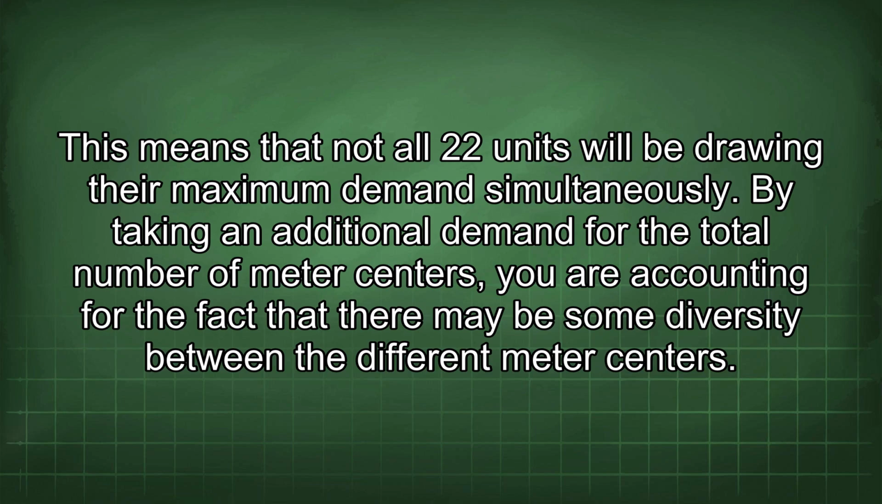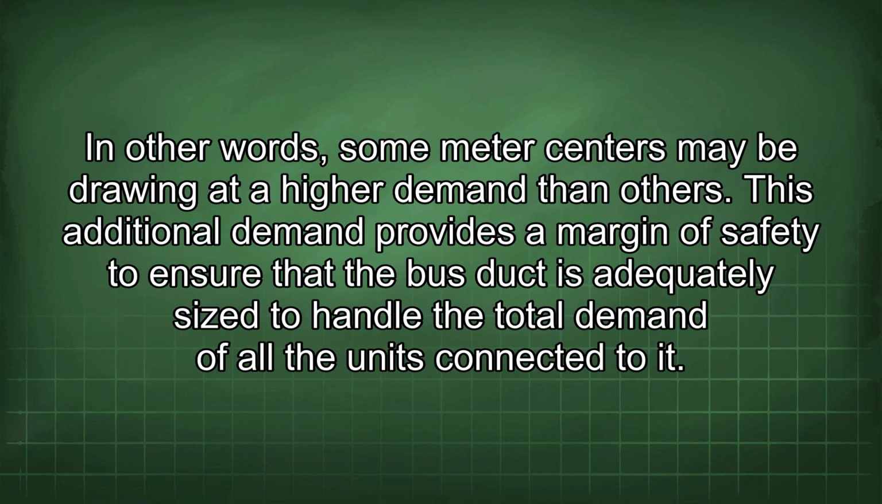By taking an additional demand for the total number of meter centers, you are accounting for the fact that there may be some diversity between the different meter centers. In other words, some meter centers may be drawing at a higher demand than others. This additional demand provides a margin of safety to ensure that the bus duct is adequately sized to handle the total demand of all the units connected to it.